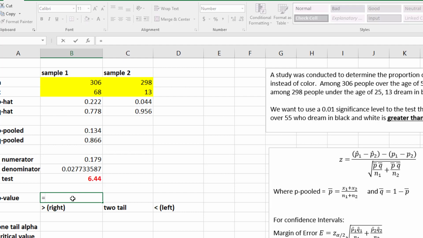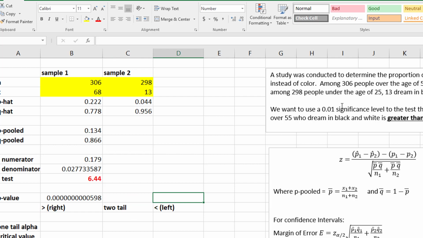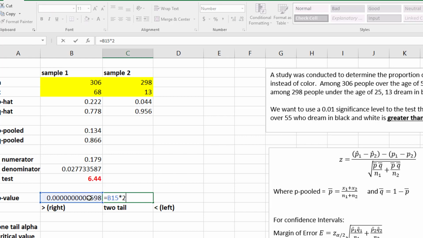I'm going to use Excel's formula, so equals 1 minus my norm.dist. I click on my z-test statistic, then I type true, and I close my parentheses. So this is a right tail. I'll hit enter. However, we want to make a spreadsheet that will do a two tail and a left tail, because not every question on the quiz and the homework is going to be a right tail. As I mentioned, you can see that this probability is really, really small. In this case, the two tail is kind of easier. It just equals this value times 2.